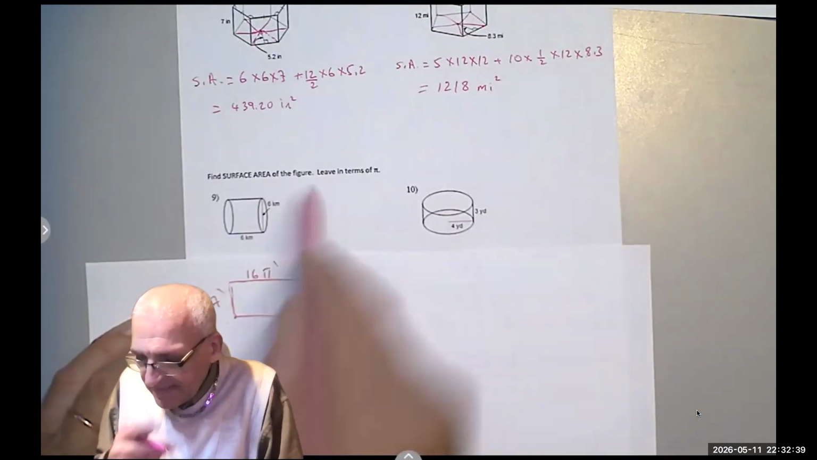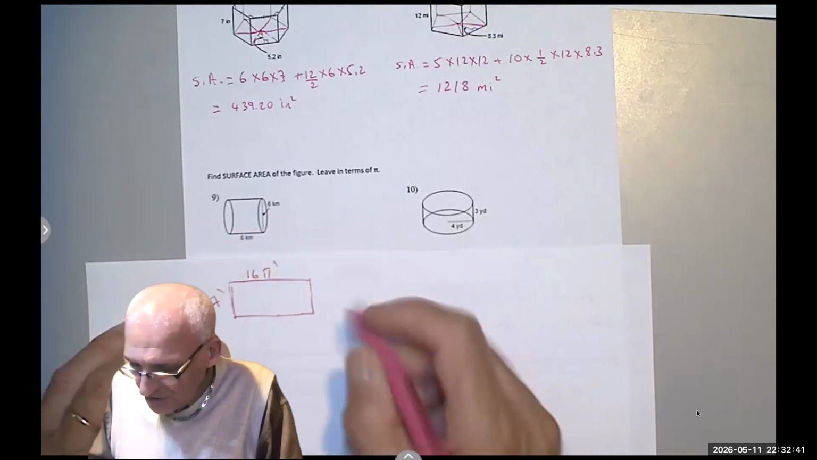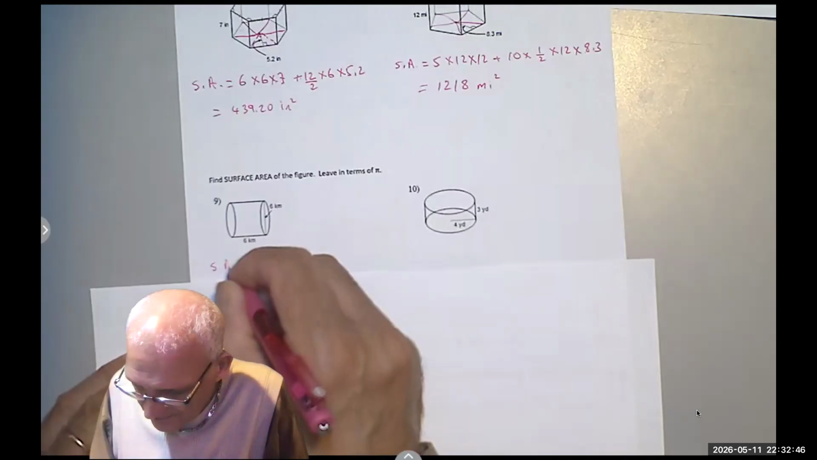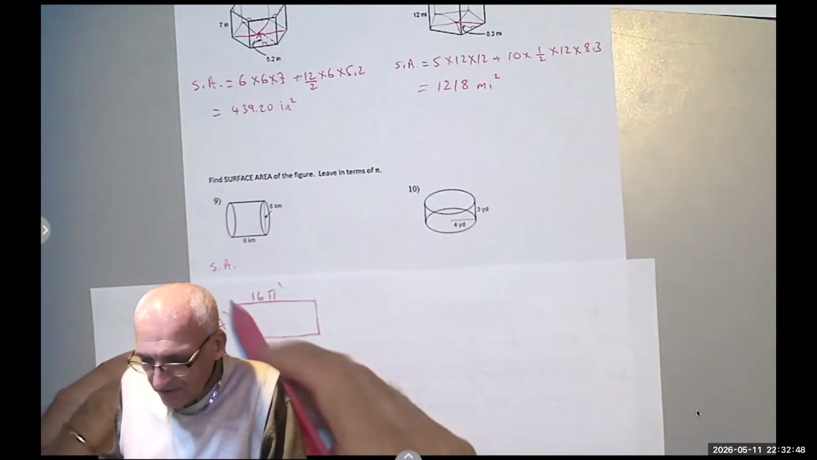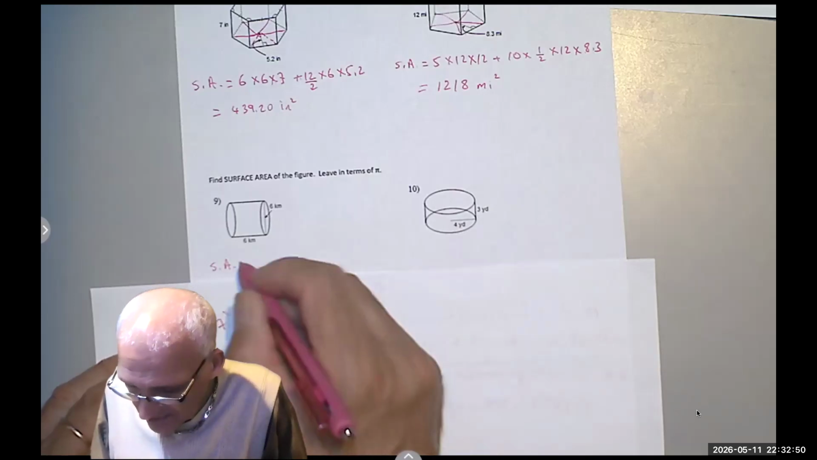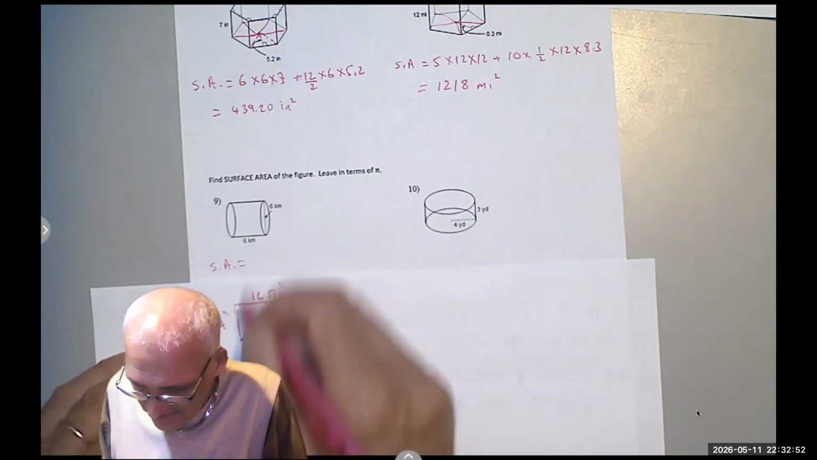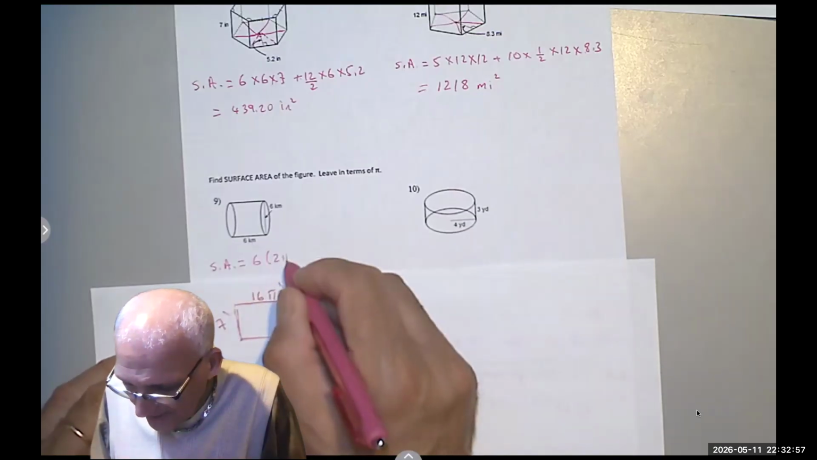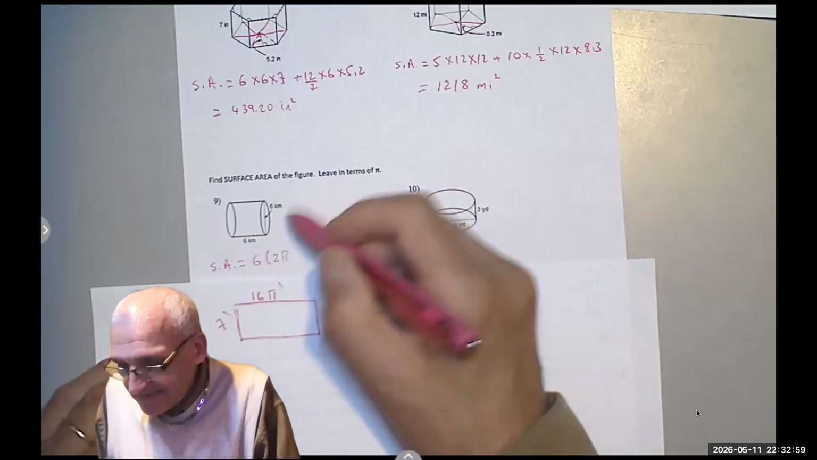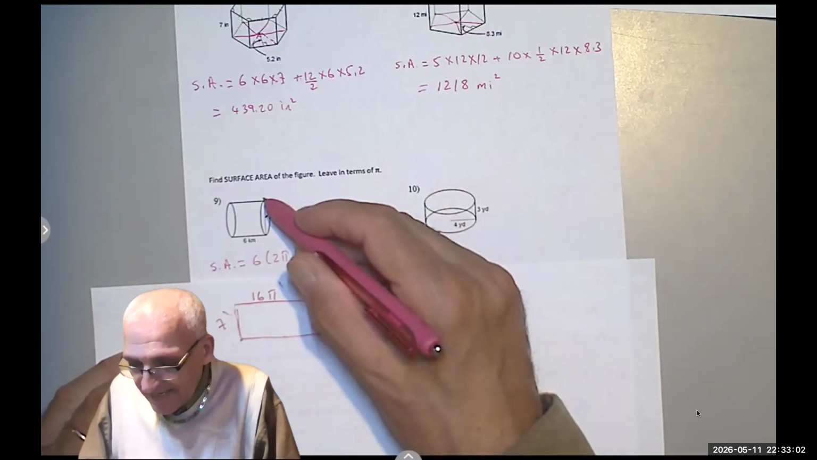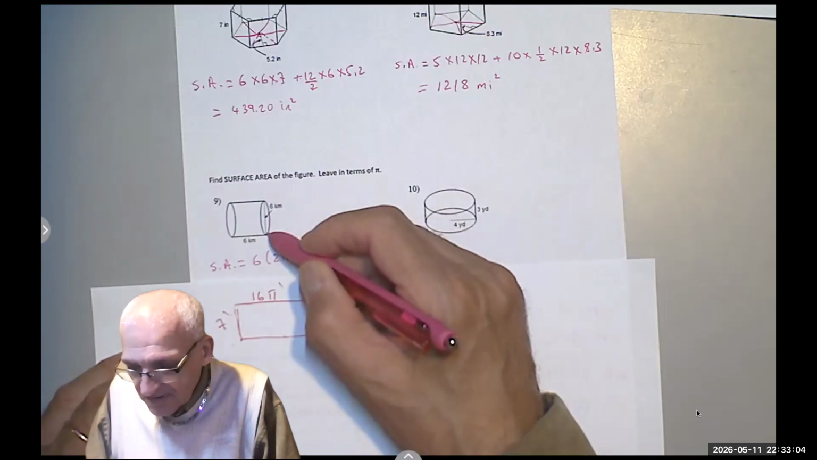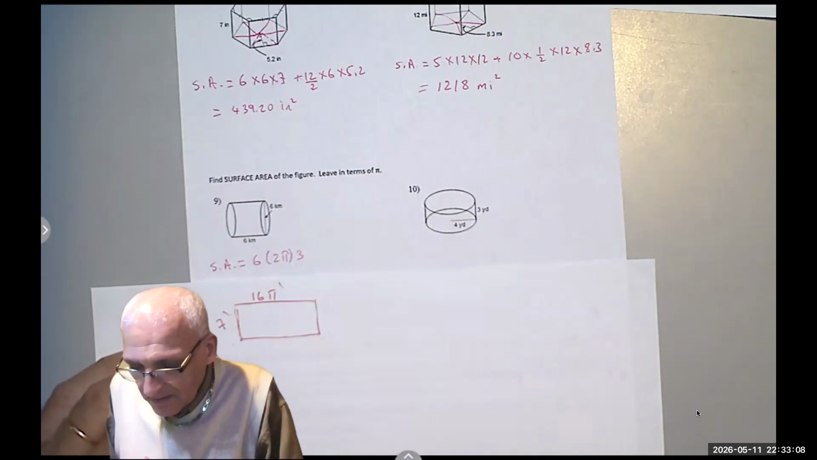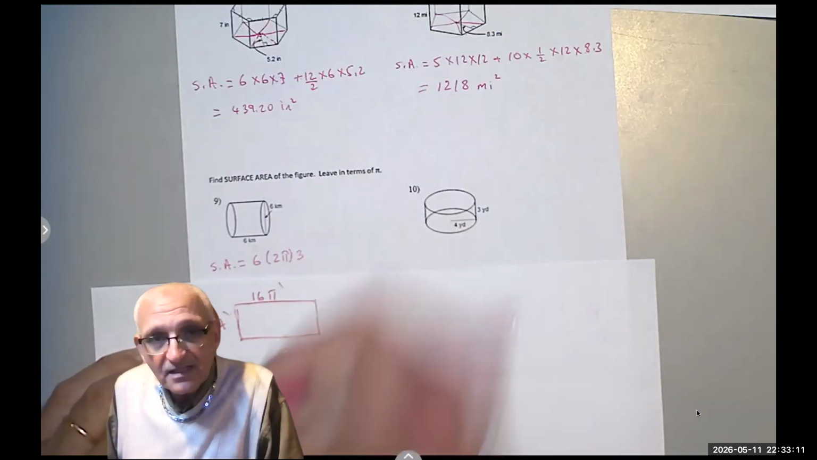Okay, find the surface area of the figure. So we can say the surface area here. We learn how to get the lateral area, right? The height is 6 in this case. The base is 2 pi r. Notice here they didn't give you the radius. They give you the diameter as 6 kilometers. So the radius is 3. And that will give you the lateral area.